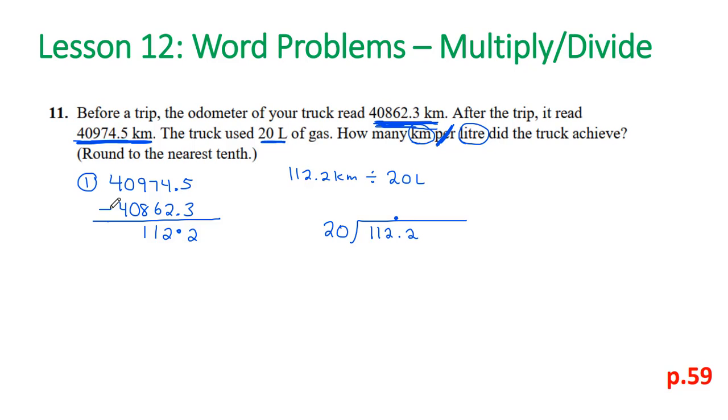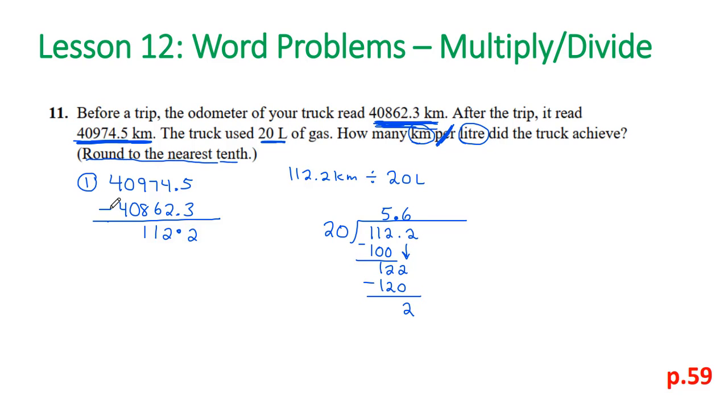Now 20 doesn't go into 1 or 11, so we're going right to 112, and 20 times 5 gives us 100, and we're going to subtract there, giving us 12, and then we're going to bring down this 2. Now 20 doesn't go into 122 evenly. 20 makes 120 6 times. 6 times 20 is 120. So we will have a remainder.